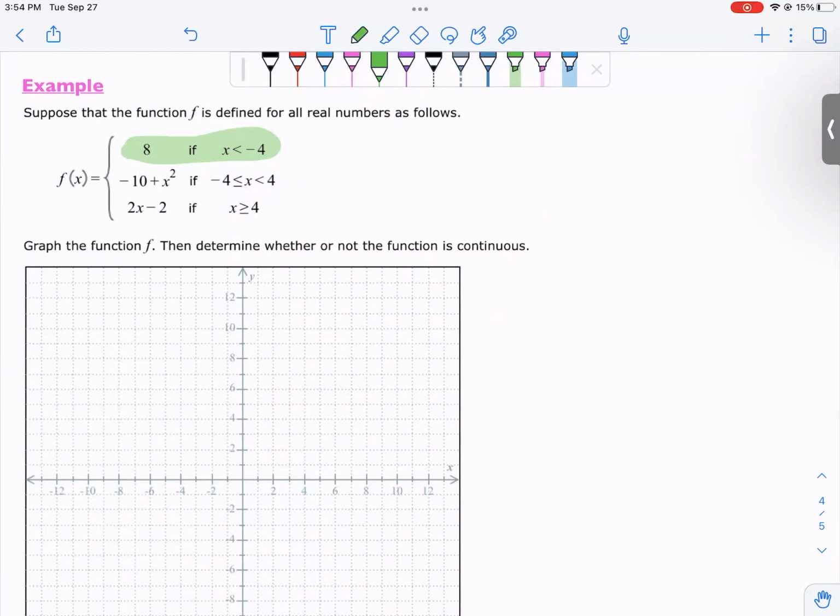First one is 8 if x is less than -4. We'll just draw our line at 8 all the way across to begin with. This is a line at 8. If we only want it to be true less than -4, then it would go to here. No underline, so open circle.